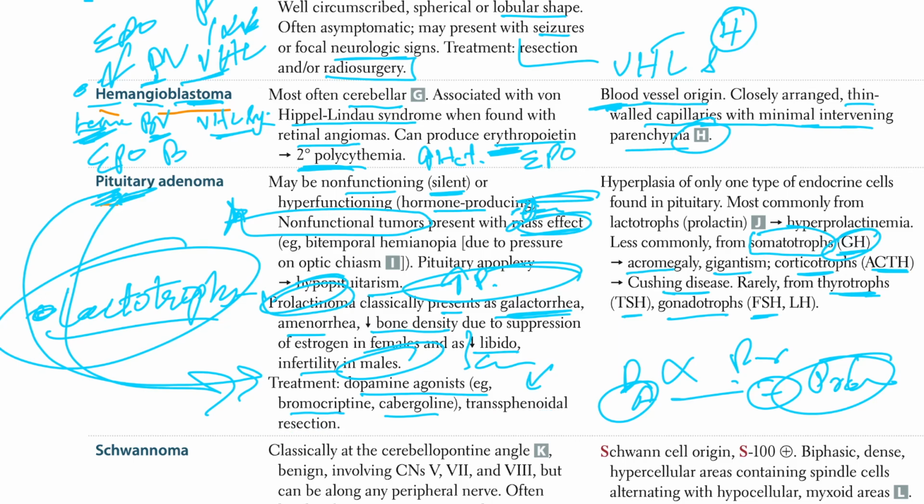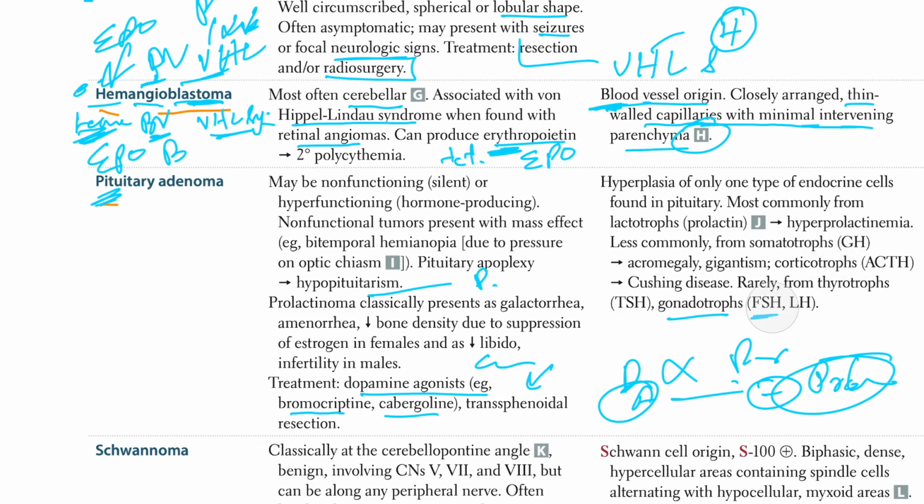Okay. On the other hand, the pituitary adenoma is a hyperplasia of only one of the types of endocrine cells found in the pituitary. Most commonly, the lactotrophs we talked about, prolactin, causing hyperprolactinemia, and less commonly the rest of these that we talked about. Okay, so this is a fairly simple one. I mean, there isn't a big deal. It's just a simple physiology and pathology.